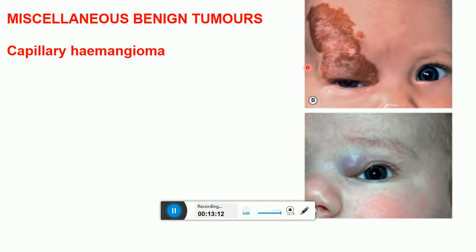It is a unilateral, raised, bright red lesion. Here you can see the unilateral raised bright red lesion, usually in the upper lid. A deeper lesion appears purplish. Here you can see a deeper lesion. The lesion blanches on pressure and may swell on crying. Ptosis is frequent and there may be orbital extension.